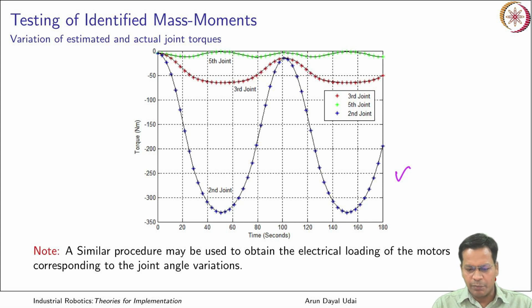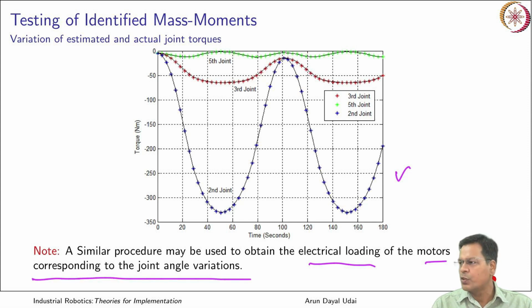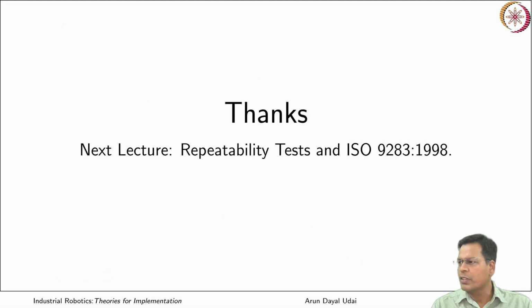A similar procedure may be used to obtain the electrical loading also for the motor corresponding to the joint angle variation. But you see, if torque is higher, current is going to be higher. So it should follow the profile which is here for the torque also. That is what is expected. Okay, so with that, I would end here.